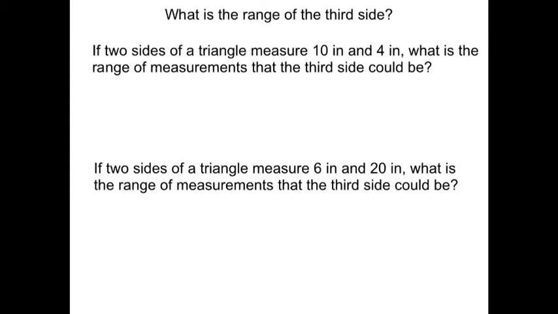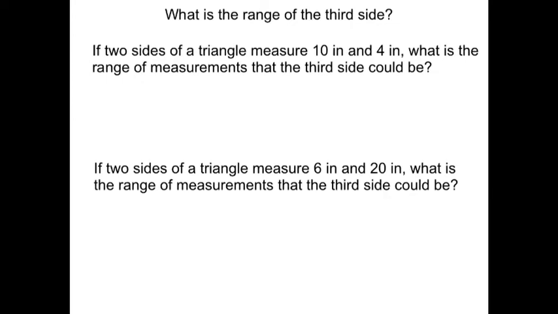So if two sides of a triangle measure 10 inches and 4 inches, what is the range of measurements that the third side could be? The reason why there's a range of measurements is because we're not quite sure whether the third side is larger than 10, between 4 and 10, or smaller than 4.